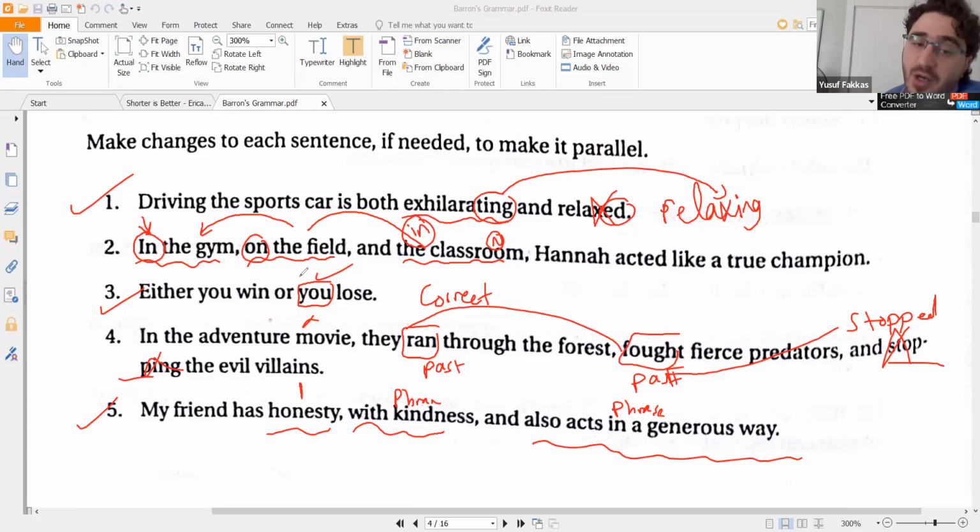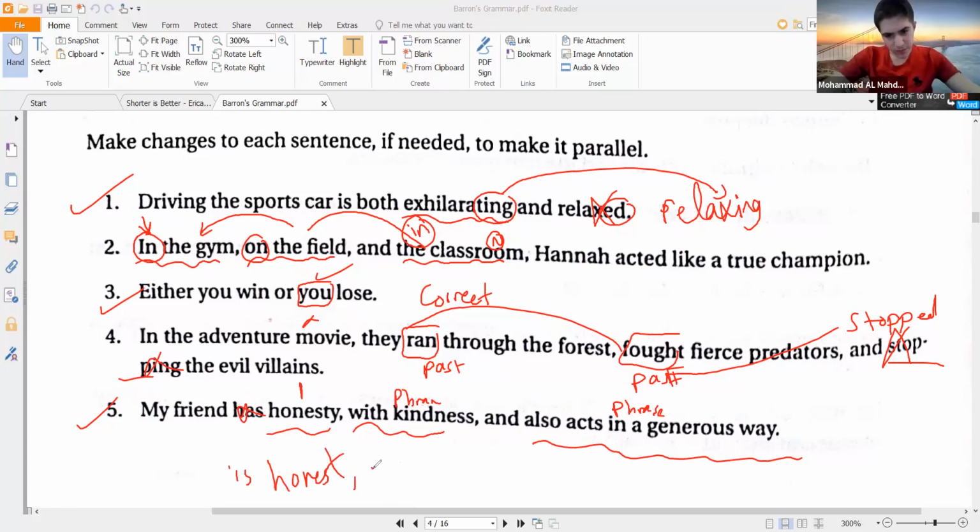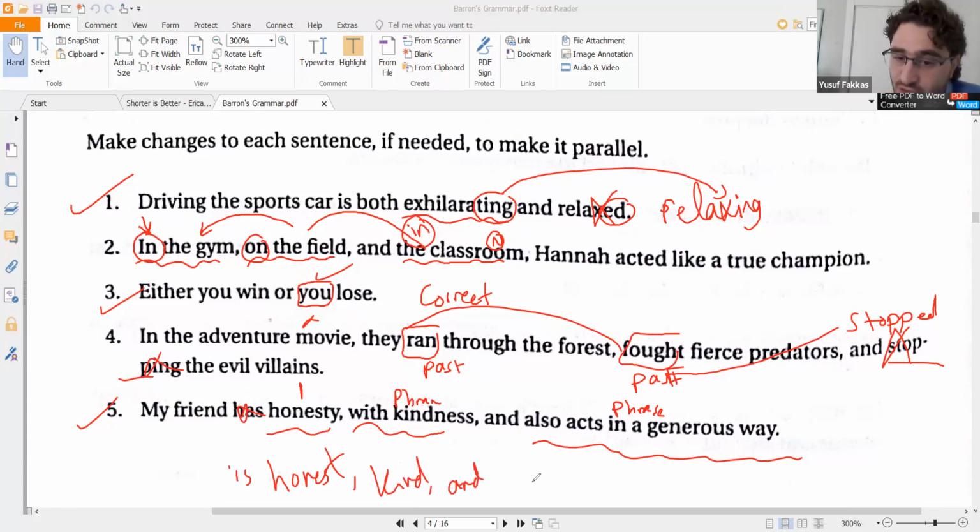Words, exactly. So now we have to change has. And we should say, my friend is honest. And what should we add now? Kind. And generous, exactly. Did we change anything in the meaning? No. But now all the adjectives that you can see here are individual words. They all have the same form. Everything is fine. My friend is honest, kind, and generous.